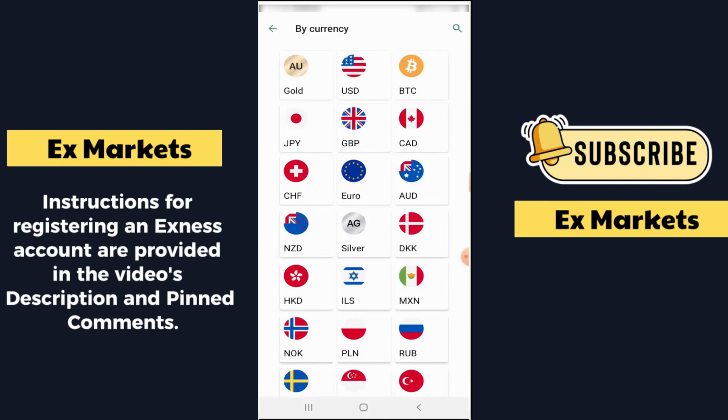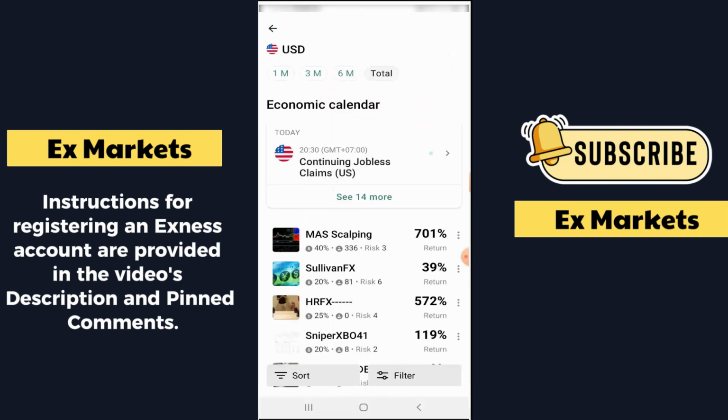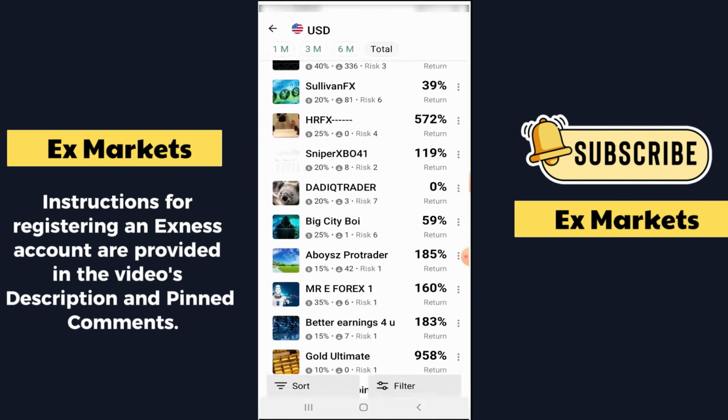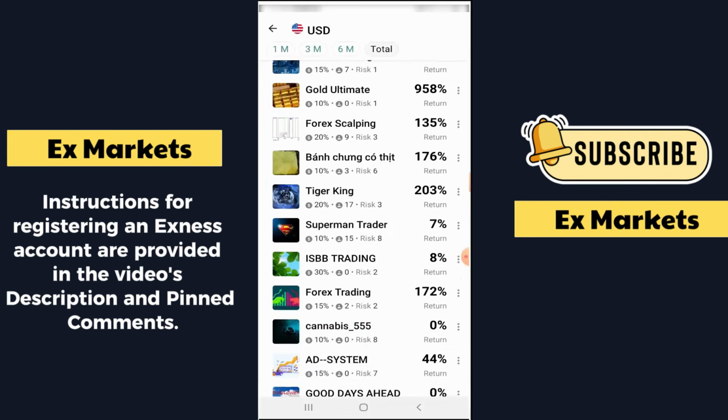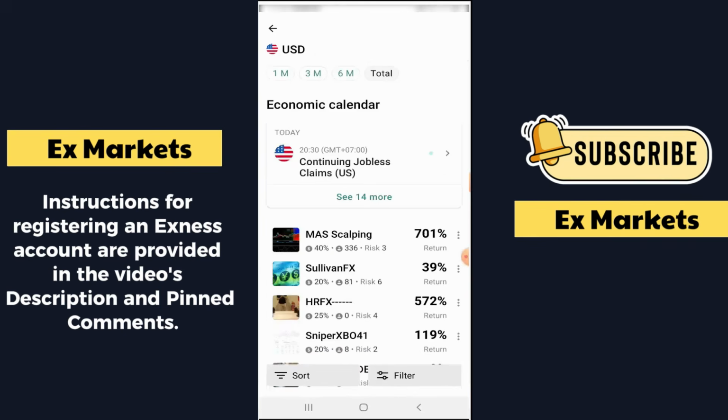For example, if I want to trade the euro-dollar pair, it contains the US dollar. So I will choose USD here. When I choose USD like that, it will filter out traders who trade products related to the US dollar. And once inside, if I want to further filter the signals, I will sort and filter those signals using the sort and filter sections below.